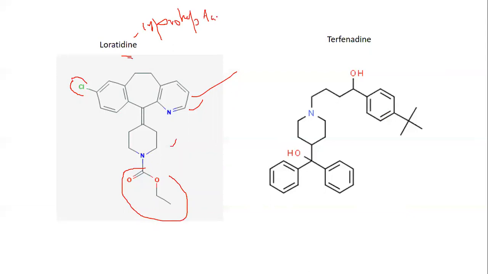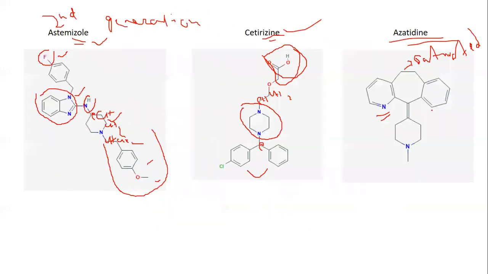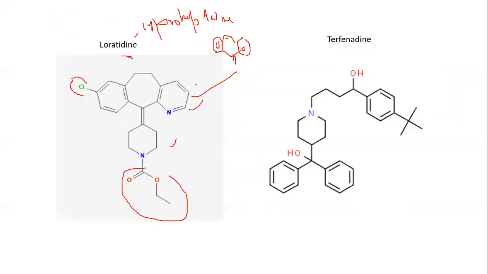cyproheptadine, you see two benzene rings side by side with one linkage like this. But in other drugs like loratadine or azatidine, this kind of compound, they have at least one pyridyl group. Not only aromatic benzene, but at least one pyridyl group. Why is this pyridyl group coming later?